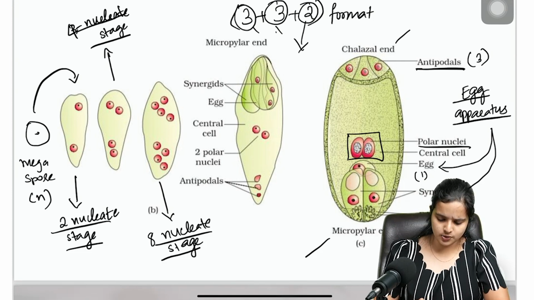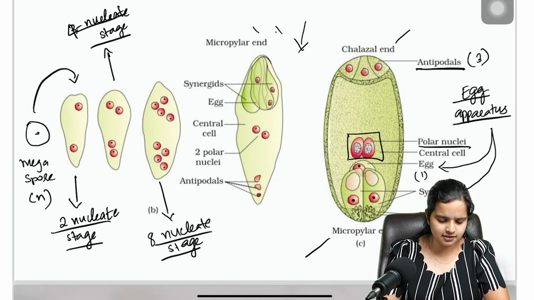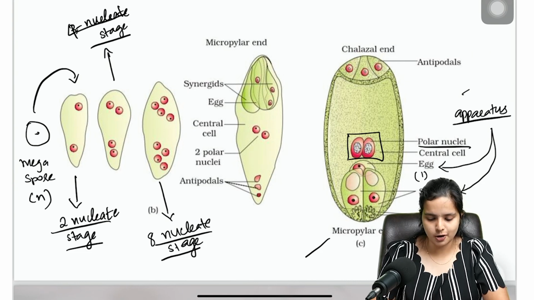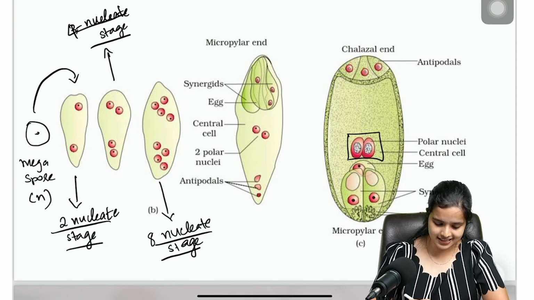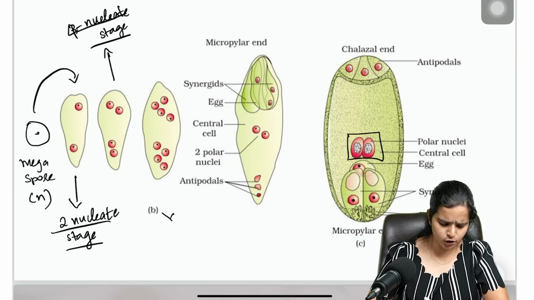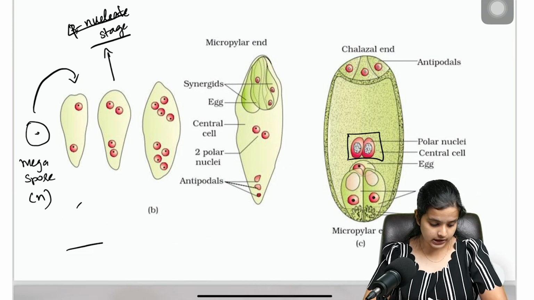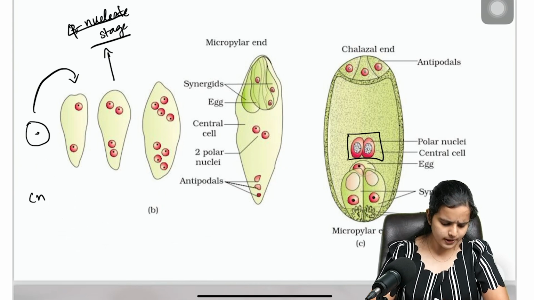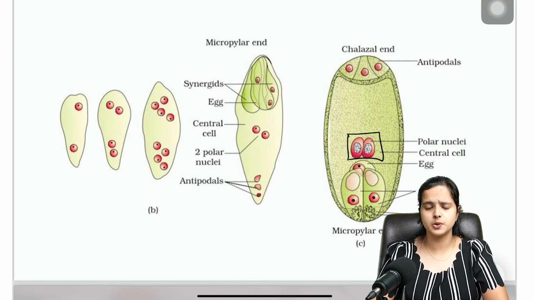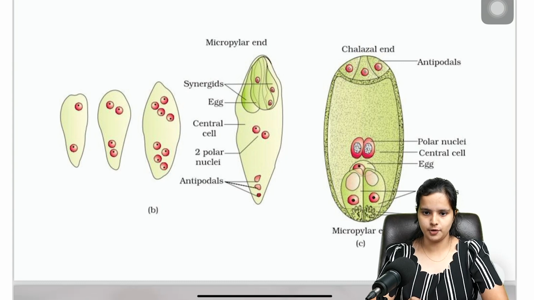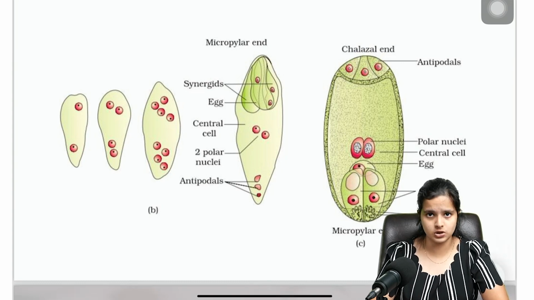So now let me ask you a question. You have already seen the structure of an embryo sac and how it develops. We've talked about the 3 plus 3 plus 2 format. We have talked about the egg apparatus, right? We've talked about all that. My question to you right now is, how many cells are there in an embryo sac? It's a simple question. How many cells are there in an embryo sac? I've already told you there are 8 nucleuses, which is in 3 plus 3 plus 2 format.